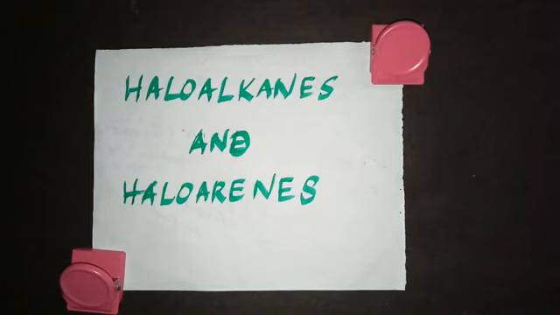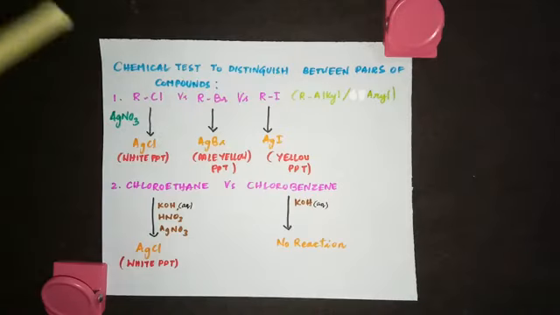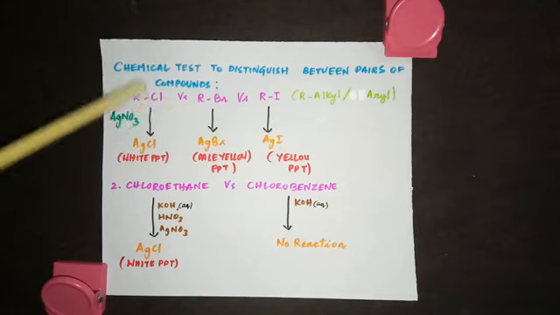First, I'm going to tell you how to write a chemical test to distinguish between pairs of compounds. These types of questions are asked in board exams. So far we have come across a lot of compounds in this lesson, haloalkanes and haloarenes. If two compounds are given to you, what chemical test will you use to distinguish between these compounds? That's what we are going to see now. So, chemical tests to distinguish between pairs of compounds.